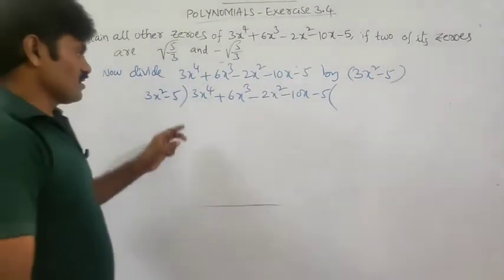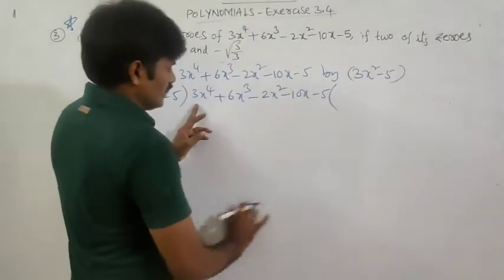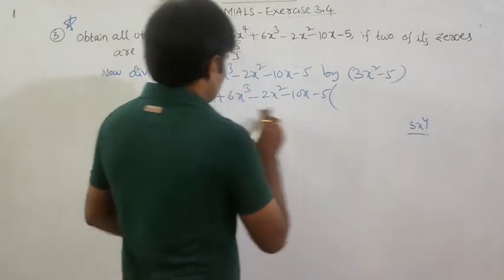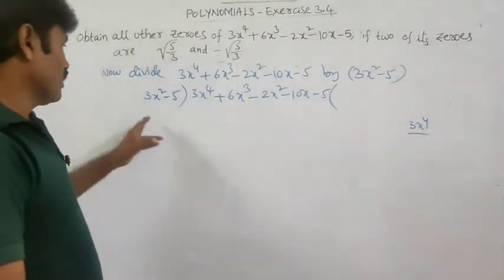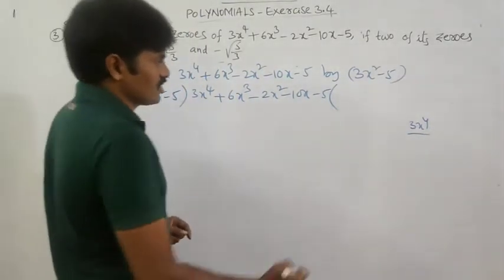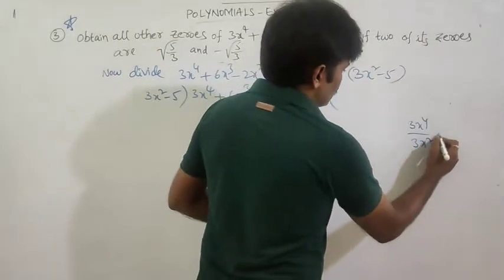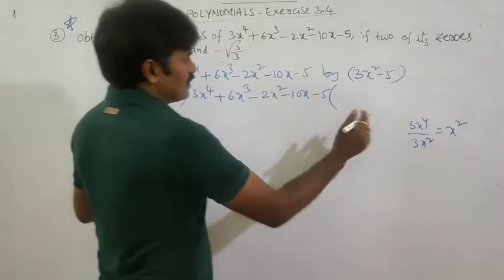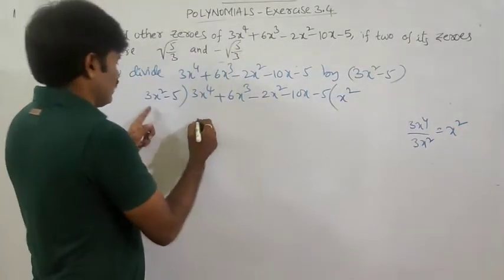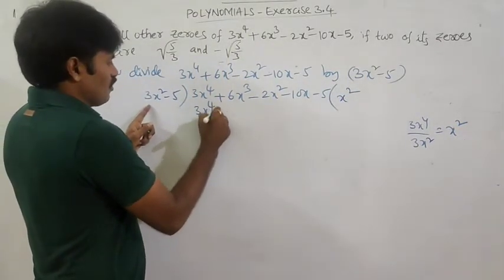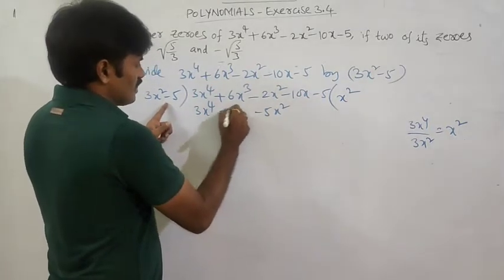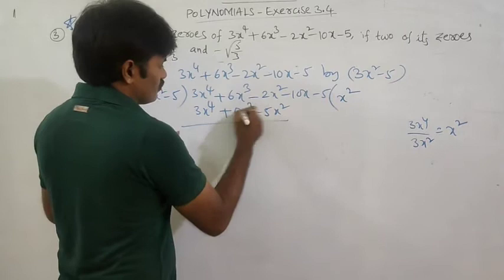So now the division process. Take 3x^4, the highest degree term of the dividend. What is the highest degree term of the divisor? 3x^2. If you divide, we get the quotient x^2. Now multiply the divisor by this first term of the quotient, and we get 3x^4 - 5x^2. Consider the x^3 term as 0.